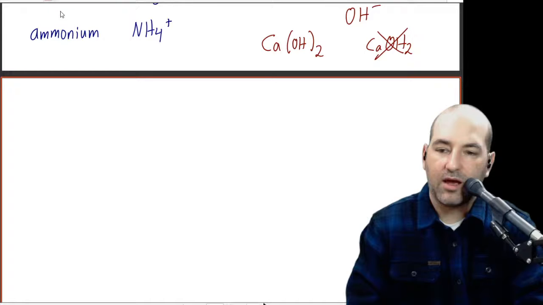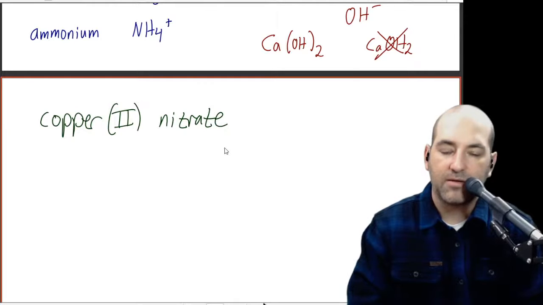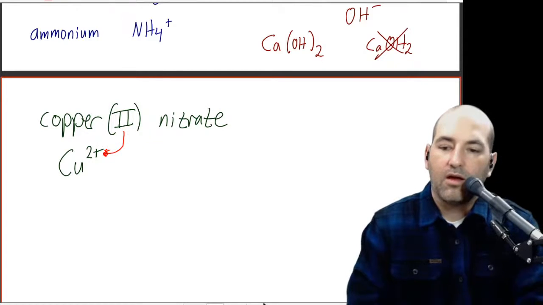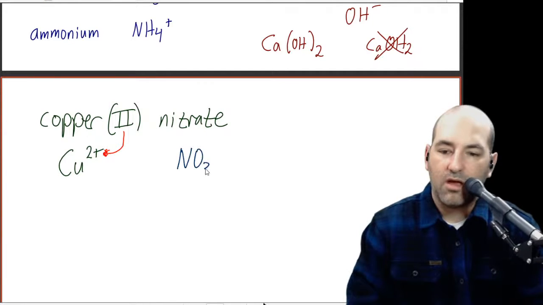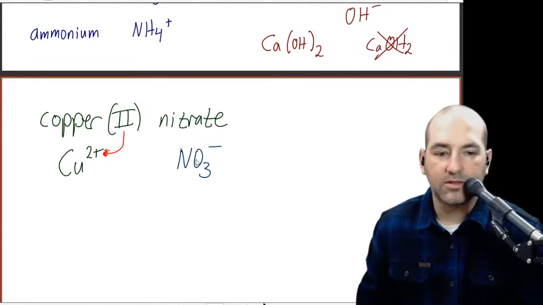So for example, we can have copper 2 nitrate. Copper 2 is Cu 2+. Remember the Roman numeral gives us the charge. So if it's a 2 there, that tells us it's a +2 charge. And then nitrate is NO3 -1.